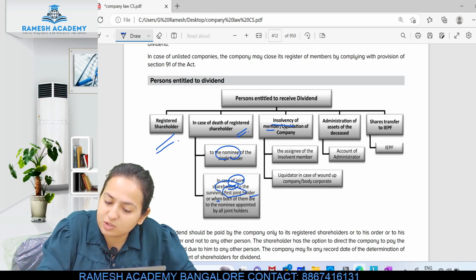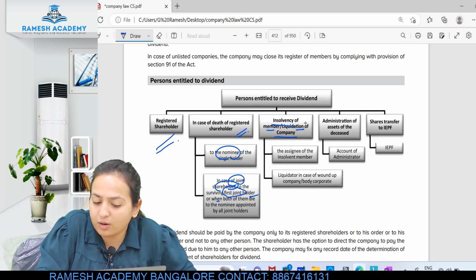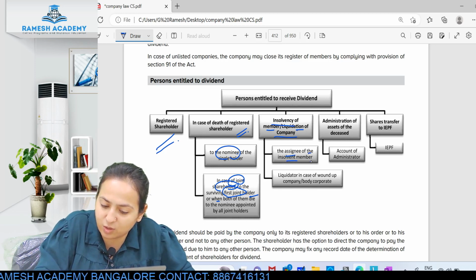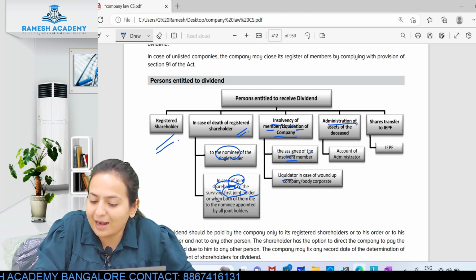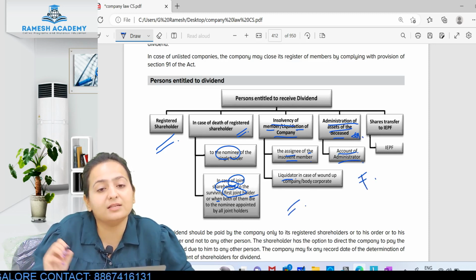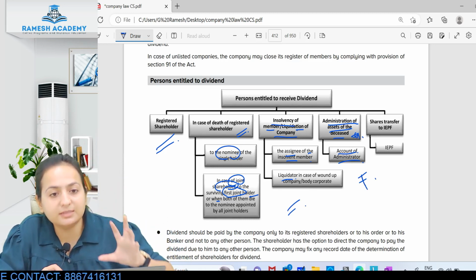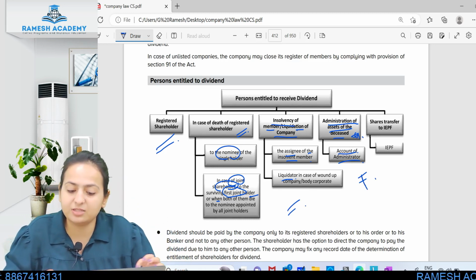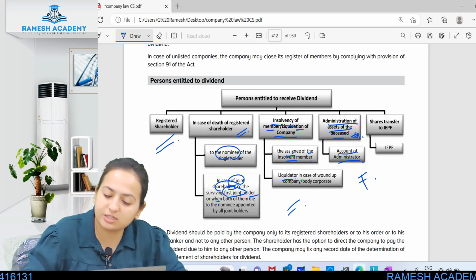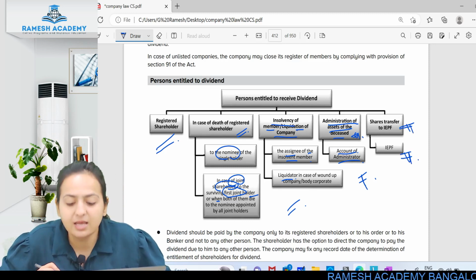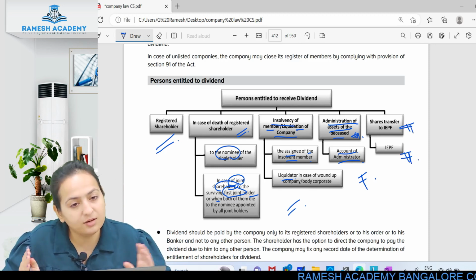In case of insolvency of the member, or the company is liquidated, it is closing down, then the assignee of the insolvent person or the liquidator. Administration of the assets of the deceased, that is, whoever is administering the assets of the deceased person. In that case, the administrator can have this, or shares transferred to IEPF, the Investor Protection Fund.